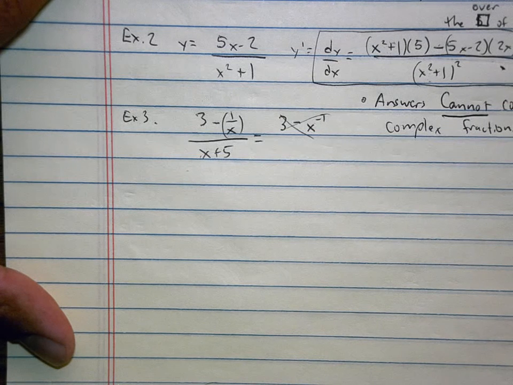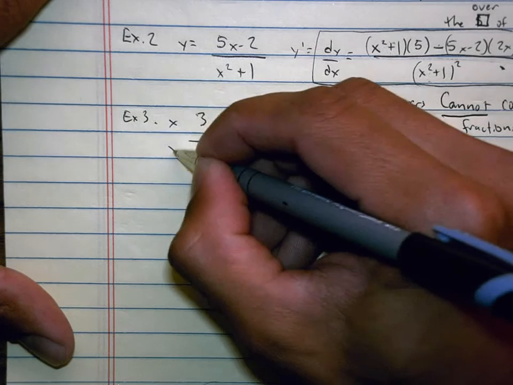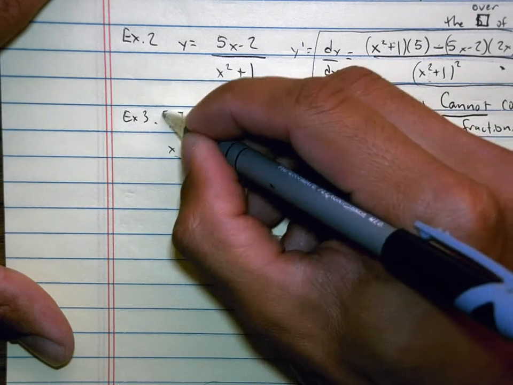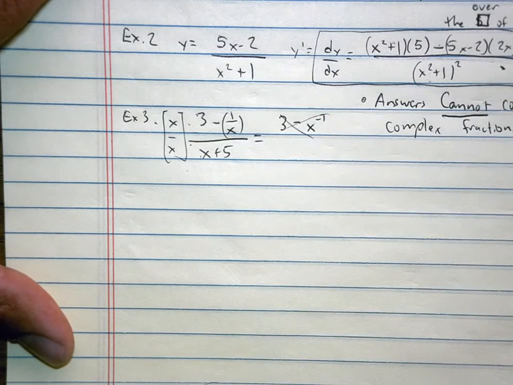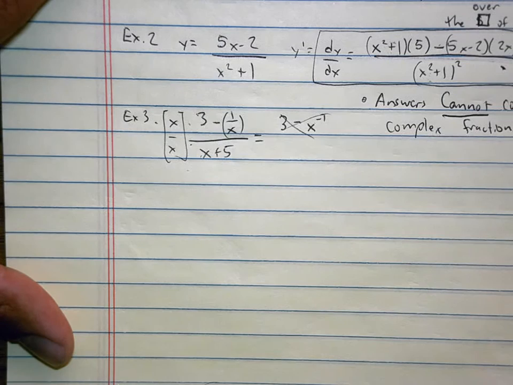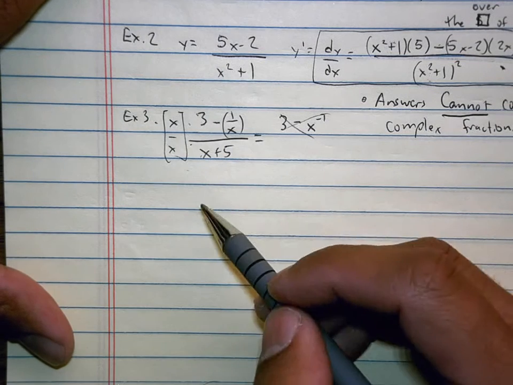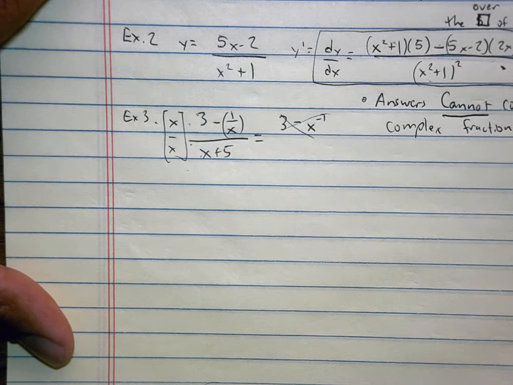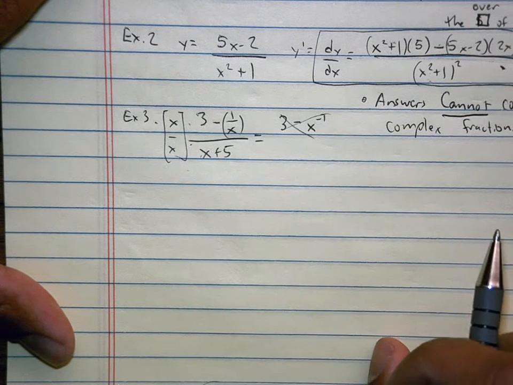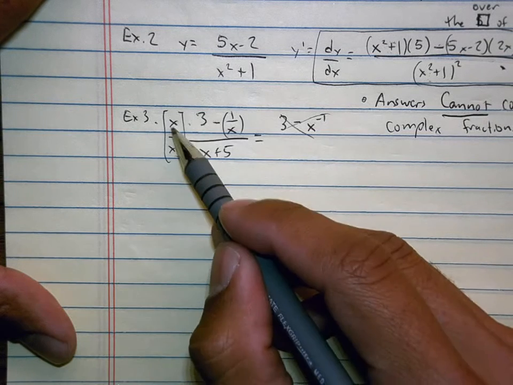So what I'm recommending is that we multiply the top and bottom by the common denominator. Technically, I'm multiplying by 1. I'm multiplying by x divided by x, which is 1. So this is still going to be equivalent to itself. The multiplicative identity is 1. So I'm going to multiply by that.